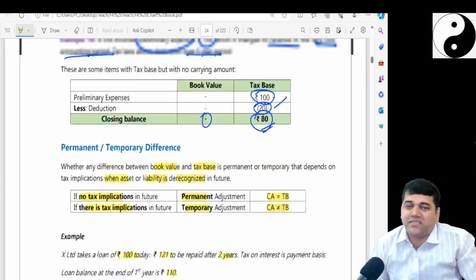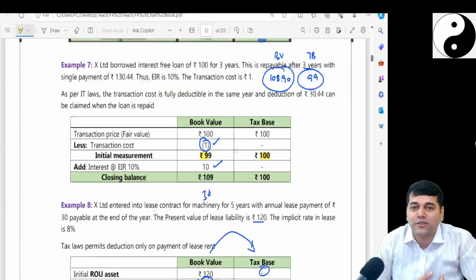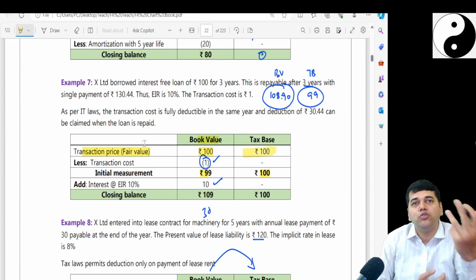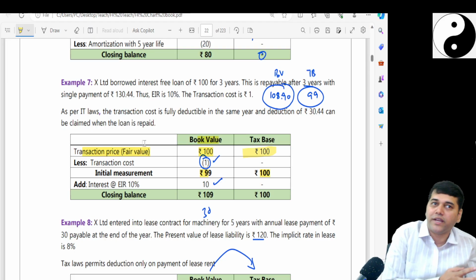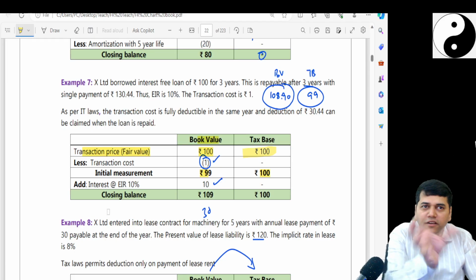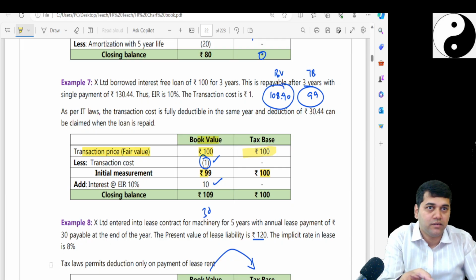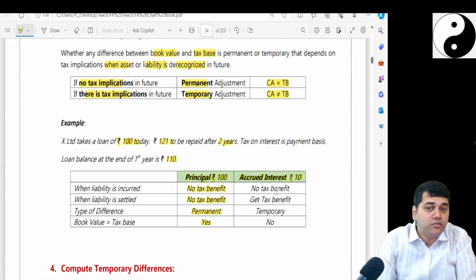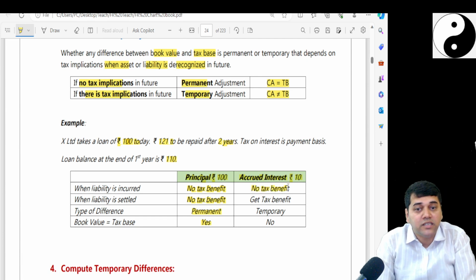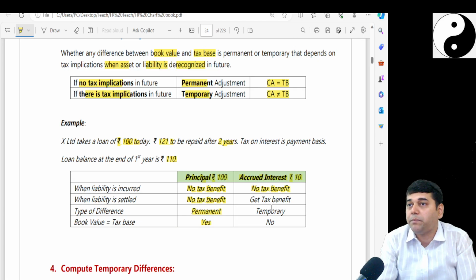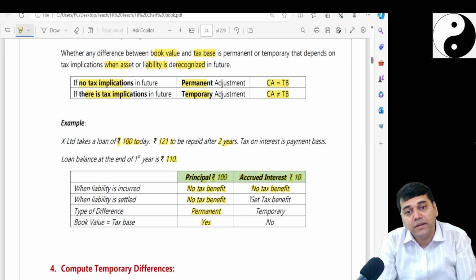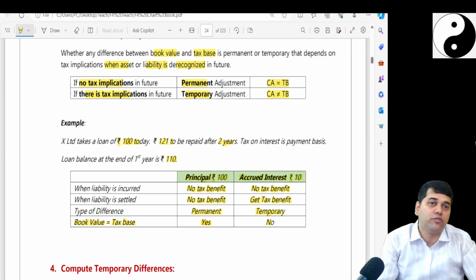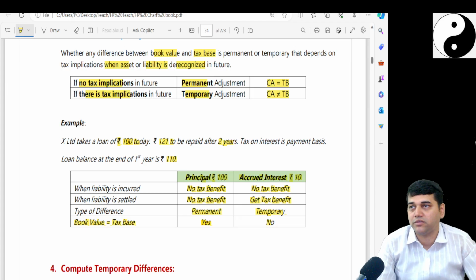That's why in every case, I used to explain in a different language. I used to always start with 100, 100. But if you see, this has no tax implications. Another way to look at it. There are different ways to look at it. How do you understand it? Followed? I hope you are clear what I am trying to tell. It is just a way to look. But interest is not like this. When the liability is incurred, there was no tax benefit because you are going to pay on payment basis. But when the liability is settled, you will get the tax benefit on payment basis. So this is temporary. So tax base is not equal to book value. Then you do the actual tax base calculation.